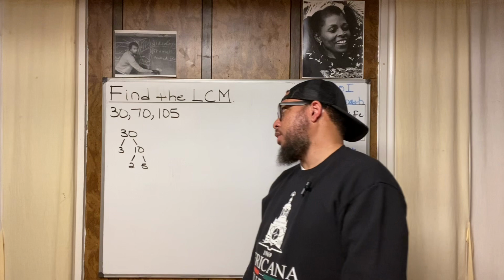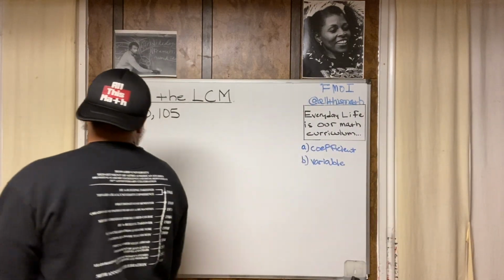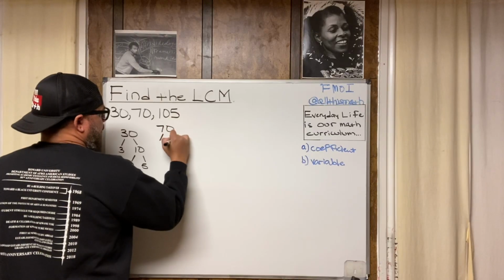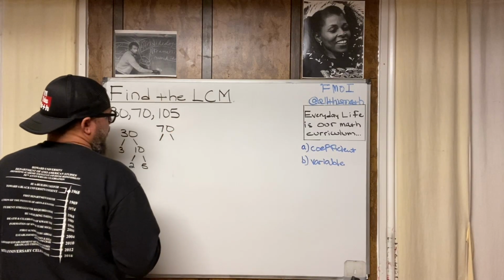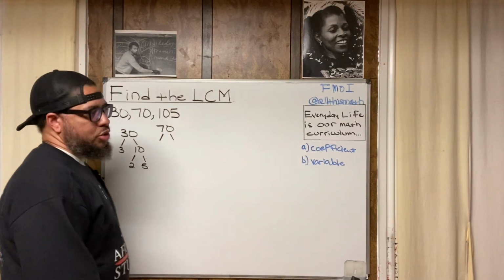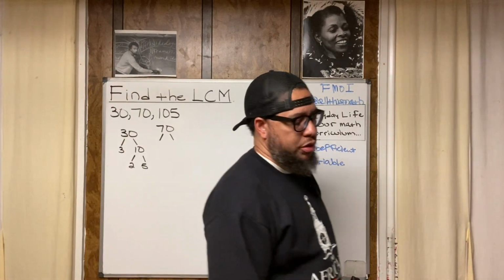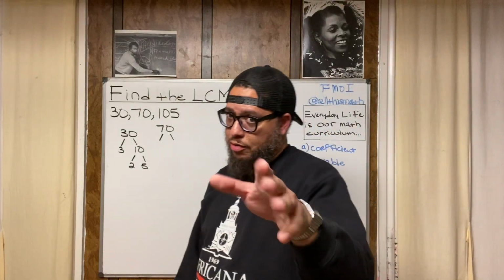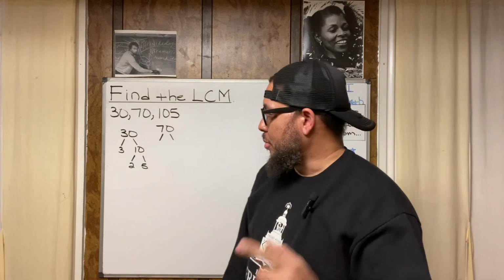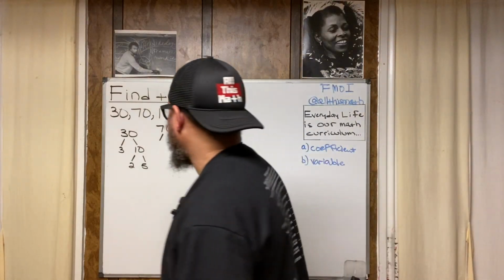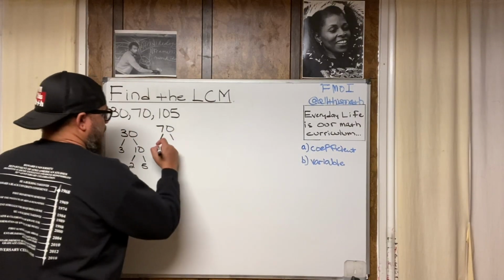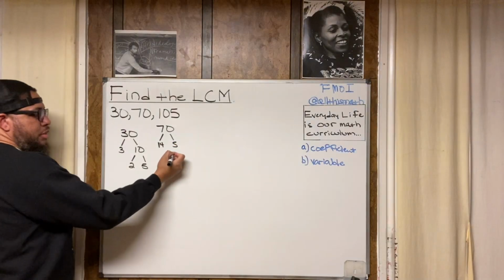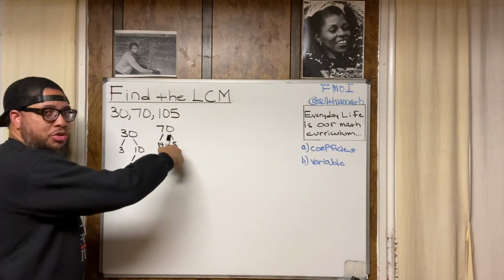All right. Now we go to 70. We're going to do the same thing. Break 70 down. I could do 7 times 10, but I feel like being different though. I'm going to do 14 times 5. See, I know my 14 facts, some of them from memory. So I'm going to write 14 right here and 5 right here. Now 5 is a prime number, so I'm going to leave the 5 alone. I don't need to decompose 5 anymore.